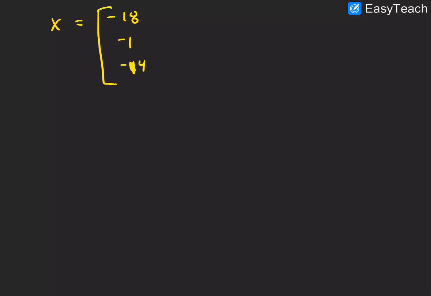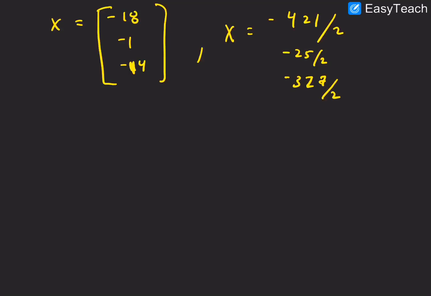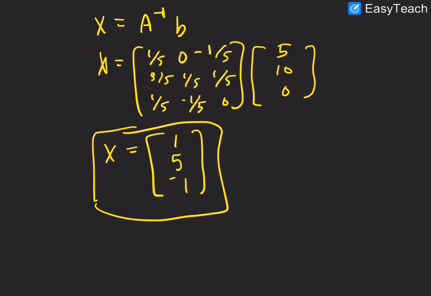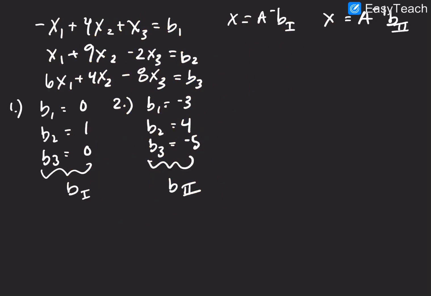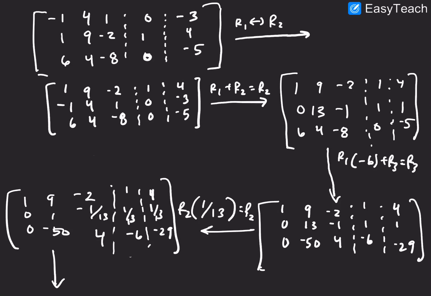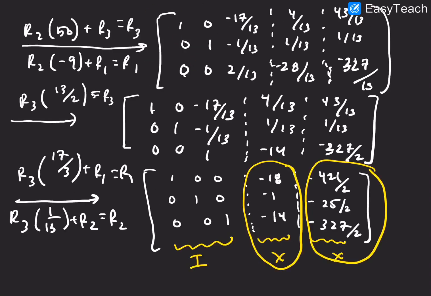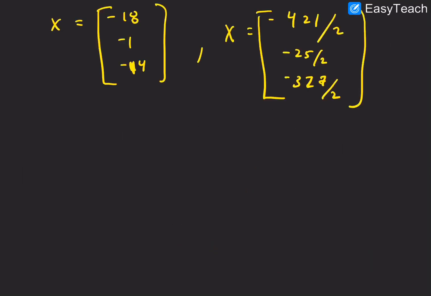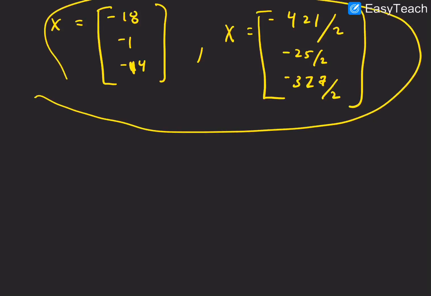That's a 1. 421/2 and negative 25/2 and negative 327/2. Wow, that's pretty powerful. So if we look here, we plugged in the B terms that they gave us, and interestingly enough, it spit out the X values. So these are the X values. So let's go ahead and go on to a next problem.